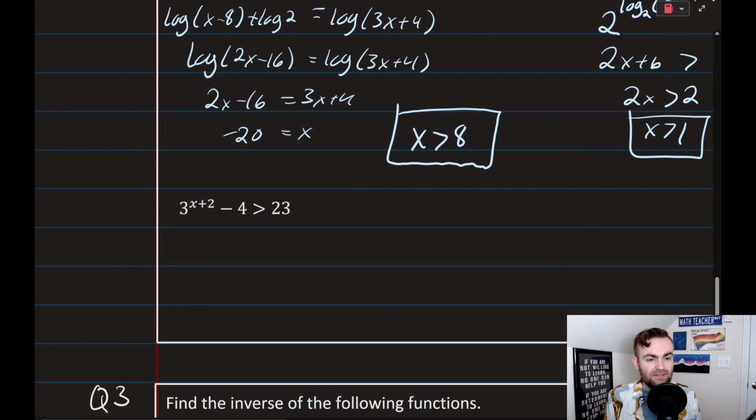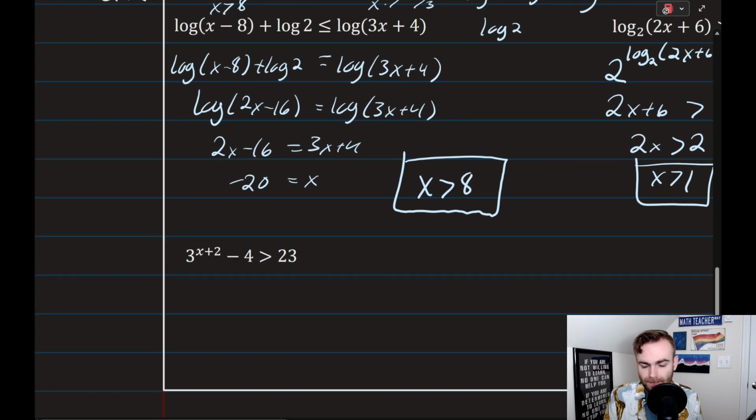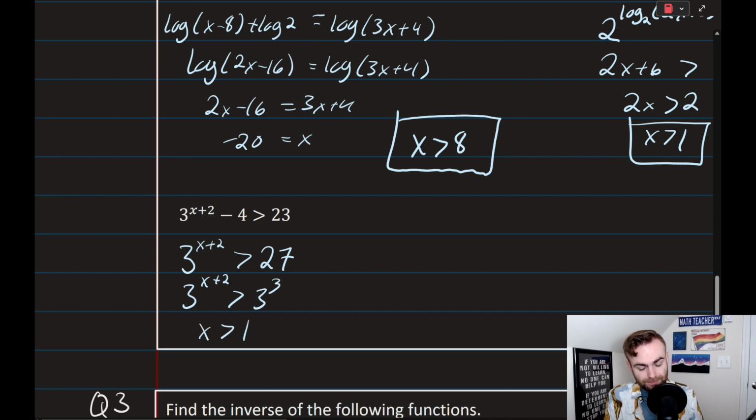What about if I just have an exponential? Those were logarithms. Logarithms are weird, Mr. Whaley. Let's do an exponential. Well, we can subtract 4 from both sides. We get 3 to the power of x plus 2 is greater than 23 plus 4, 27. And here's where you have your rabbit hole if you have 2 options, right? 3 to what power is 27 is a very easy question. 3 to the x plus 2 is greater than 3 to the third. So that means x has to be greater than 1.